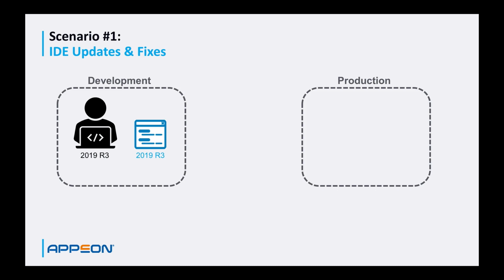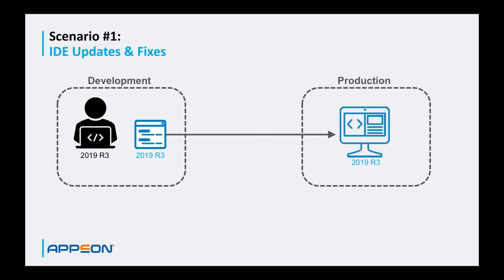On the left-hand side, you can see we have our development environment. The black color denotes the IDE, the blue color denotes the runtime. So when 2019 R3 is released, the initial version, you have the IDE and runtime matching. And you deploy that environment into production, and everything's working great.